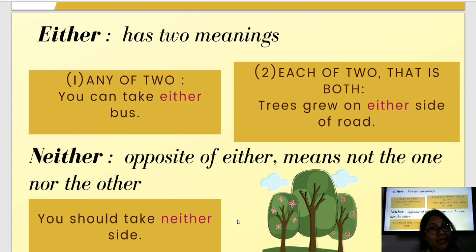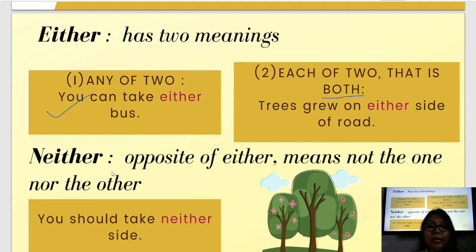Either and neither. Either has two meanings. First one, it means any of two. For example, you can take either bus, meaning you can take this bus or that bus. Again, the other meaning is each of two, that is both. Example, trees grew on either side of the road, means on both sides of the road. Okay. Now let's go into neither.